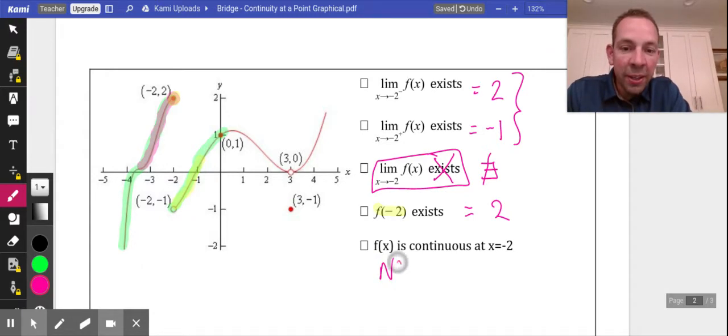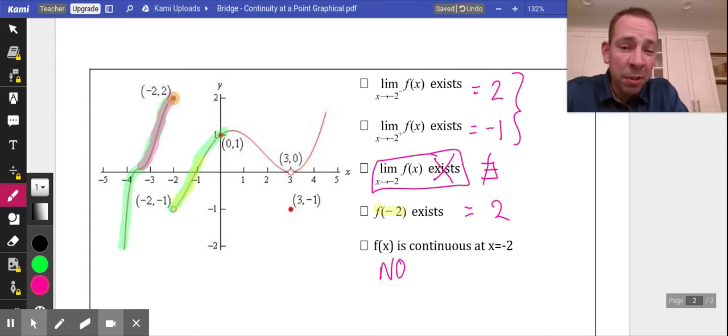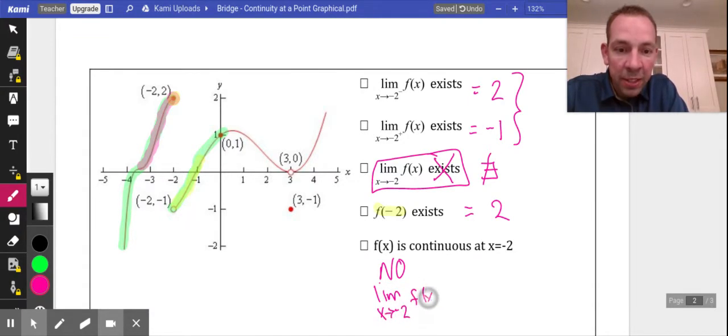On your homework today, they're going to ask you to justify at this point. They're going to say, either justify that it is continuous or justify that it isn't continuous, and you've got a couple of options here. Basically, in this case, all I would say is that the limit as x approaches negative 2 of f of x does not exist.